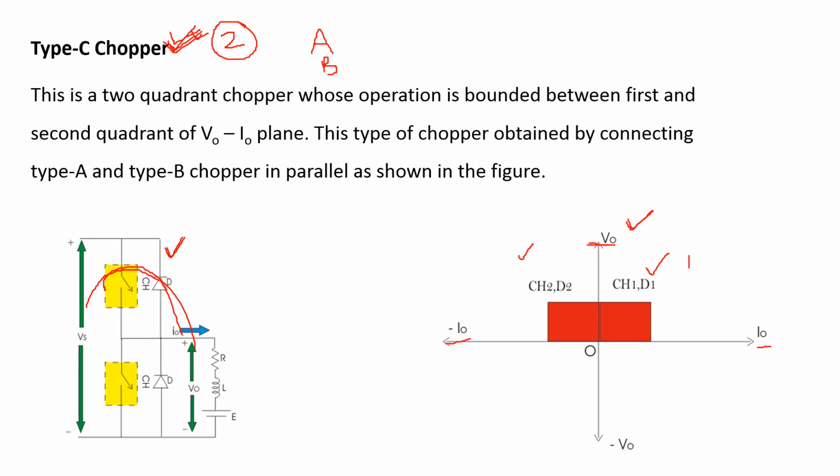This is the first quadrant in which voltage and current are positive, and we transfer the power from source to load. And this is the second quadrant operation. In this, voltage is positive but current is negative. So power flows from load to source. This is about the type C chopper.